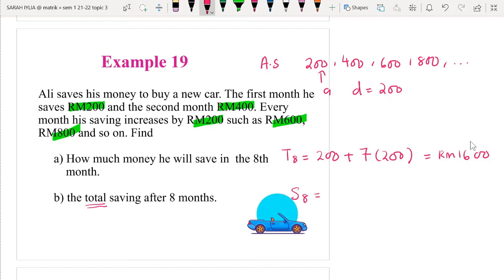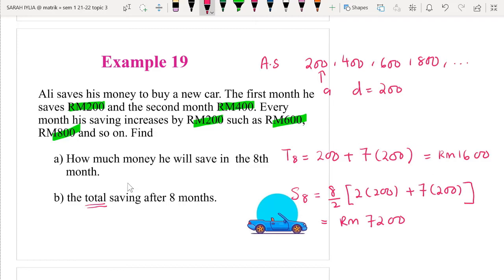Okay, so substitute into our formula. 8/2 and then 2A plus N minus 1, so 7 times D. Okay, so from here, our total saving after 8 months will be RM7,200 ringgit. Itu jumlah duit yang dia simpan sepanjang 8 bulan.